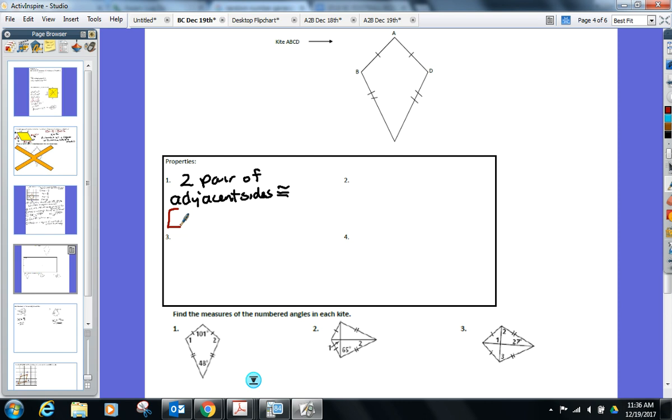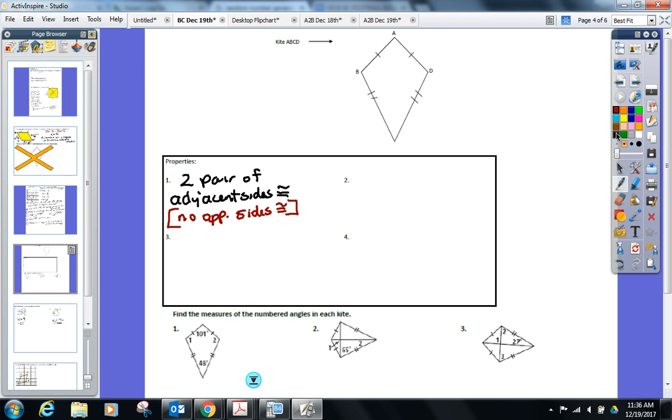Isn't that a rhombus too? Isn't that a rhombus? Isn't it a square? So what makes the difference between a square, a rhombus, and a kite? No opposite sides congruent. That's the difference between the kite and your rhombus and square. No opposite sides congruent. One pair of opposite angles congruent.